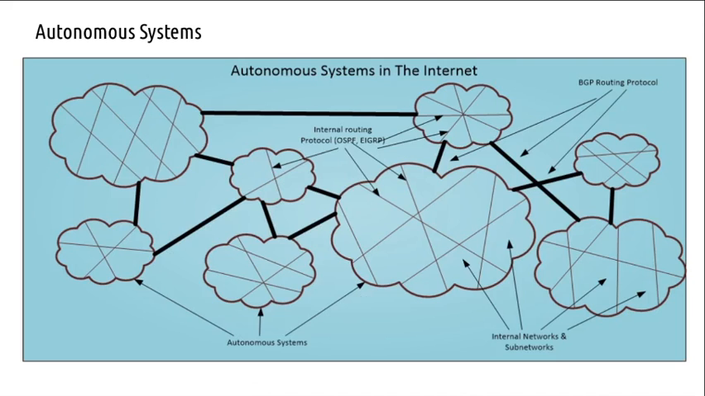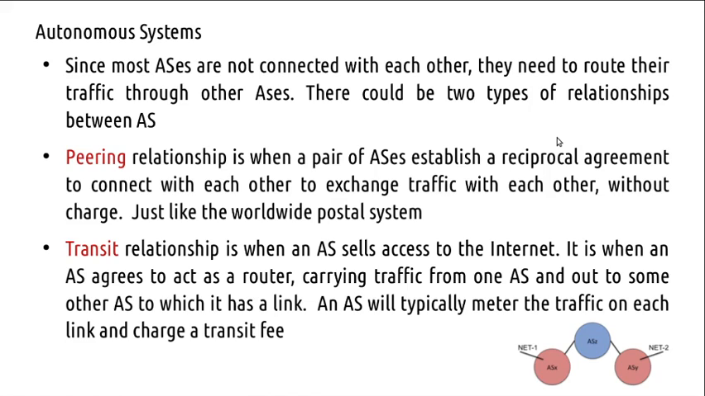So autonomous systems are different. This is the internet, and the internet has different domains, which you call autonomous systems. Within these there are routing protocols which you call internal routing protocols, that is Open Shortest Path First, OSPF, then Enhanced Interior Gateway Routing Protocol, EIGRP. Between the autonomous systems there is something called Border Gateway Protocol, BGP. So that's what our discussion is.